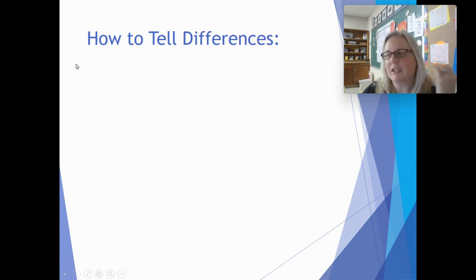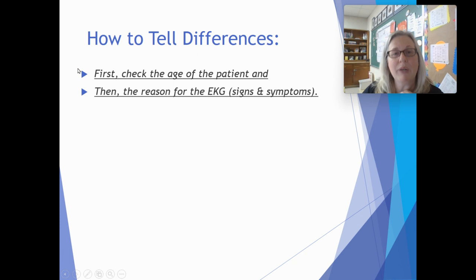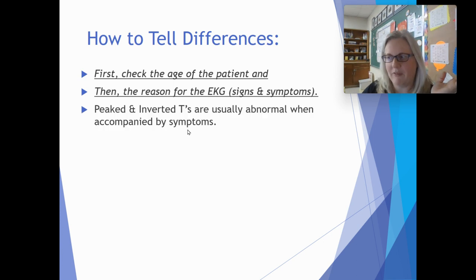All right, so how do we tell the difference? This makes the most sense. First, you're going to check the age of the patient and then the reason for the EKG. So signs and symptoms. Why are they here having an EKG, right? So age is going to obviously tell us first and foremost what's going on, and then the reason for the EKG. Peaked or inverted T's are usually abnormal when they have symptoms.